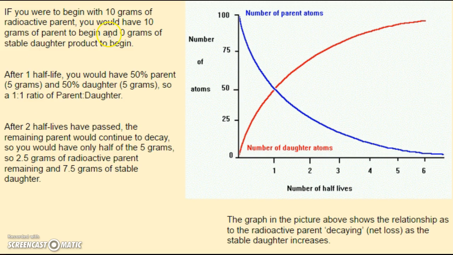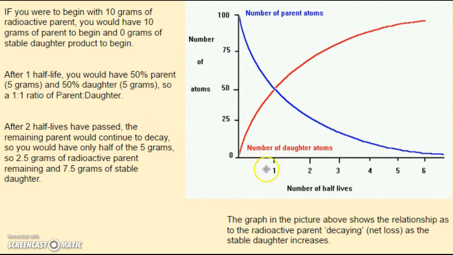So now I can apply this to this graph here, and I want you to see that if I began with 10 grams of radioactive parent, you would have 10 grams of parent to begin and 0 grams of stable daughter, and that's where this would start up here. 100% parent, 0% daughter. But after 1 half-life, half of the parent has decayed. So I have 50%, which is 5 grams of radioactive parent still, right? Half of it's left. I'm going to have 50%, or 5 grams, of stable daughter. And this is my 1-to-1 ratio.